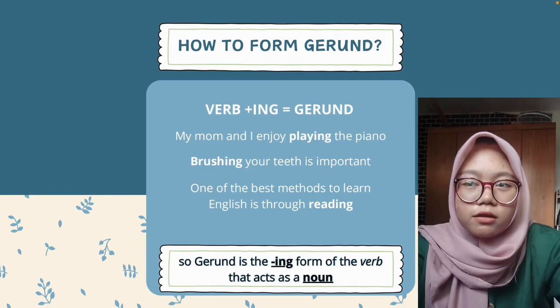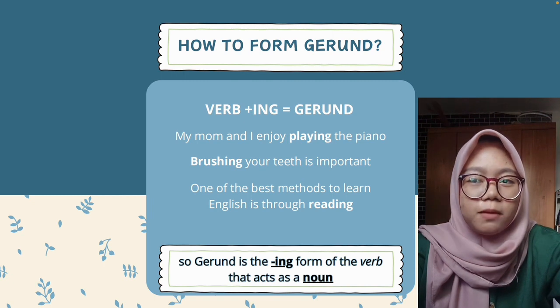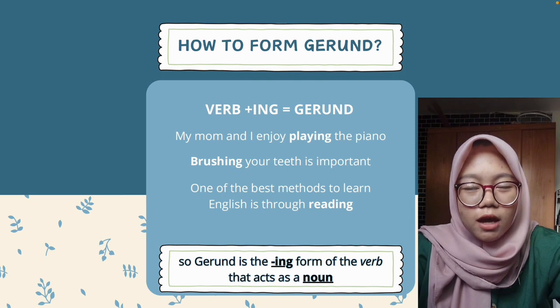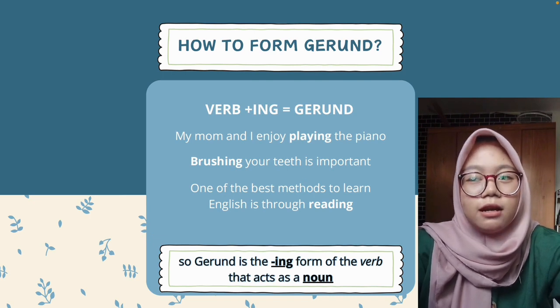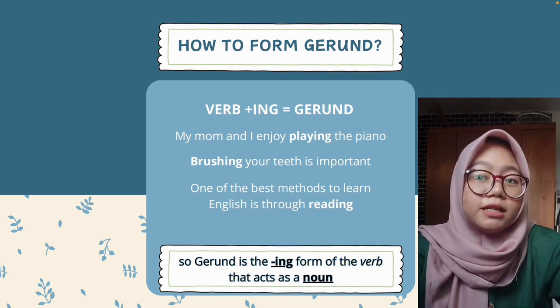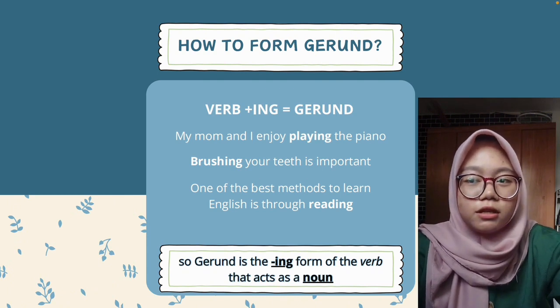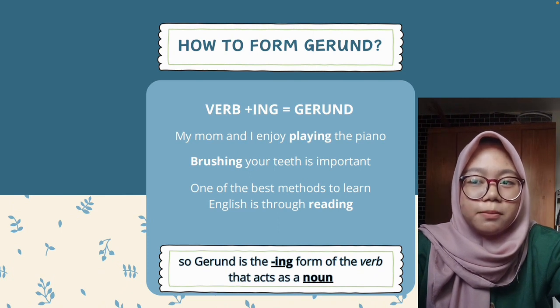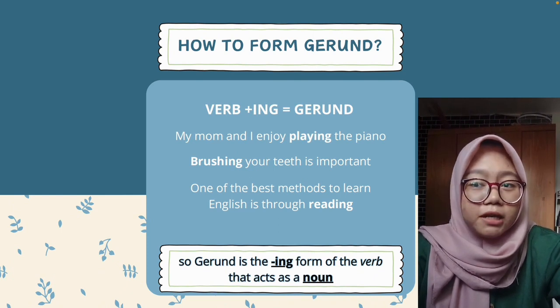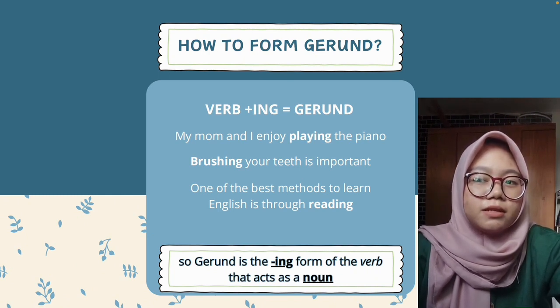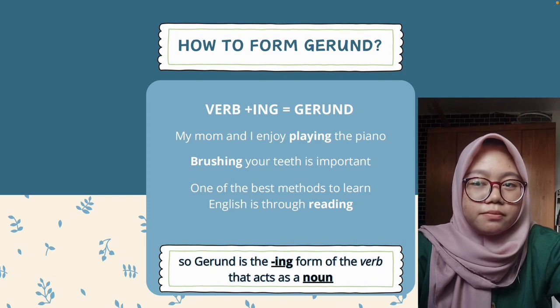So now we move to how to form a gerund. Verb plus ing means gerund. I have three examples here. My mom and I enjoy playing the piano. Brushing your teeth is important. One of the best methods to learn English is through reading. So in this example, the verb is play and the gerund is playing.